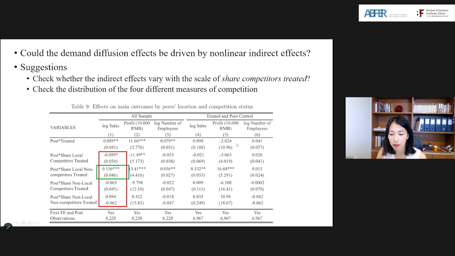Again, I'm trying to come up with different interpretations of the same set of results. So for these effects on demand diffusion, could it be possible that it's due to nonlinearity in indirect effects? In other words, the competition or the share of non-treated competitors might have nonlinear effects on various firm performance indicators. If this is the case, we might observe similar results simply because the share of local competitors treated is larger than the others, which was shown in the results. This could be easily settled by checking whether indirect effects vary with the scale of the share of competitors. Just use a simple quantile or breakdown of the share of competitors, or we can check the distribution of the different measures. Is it really much higher than the others?